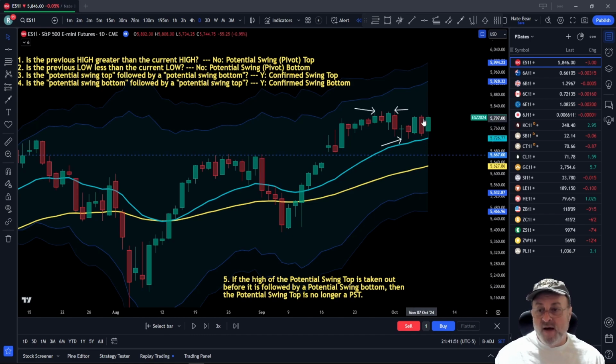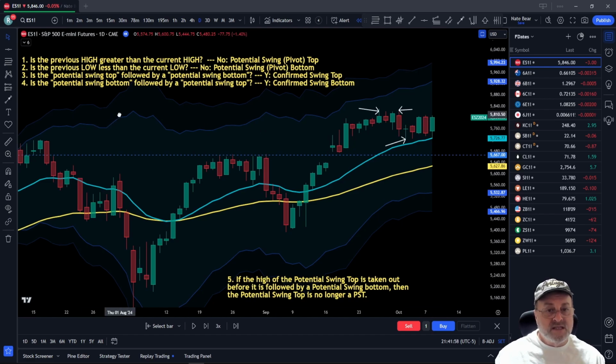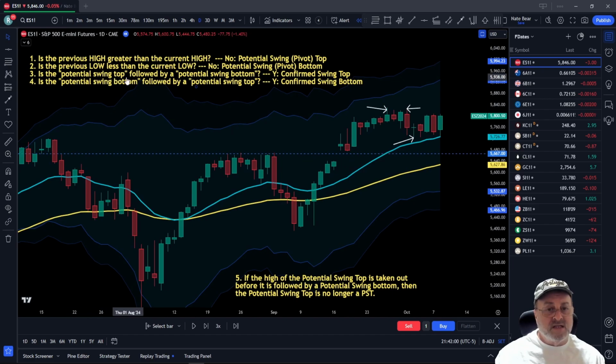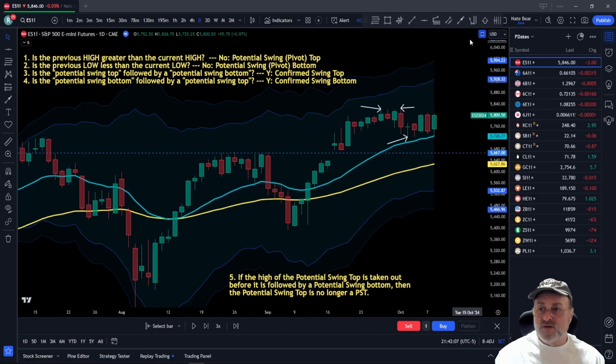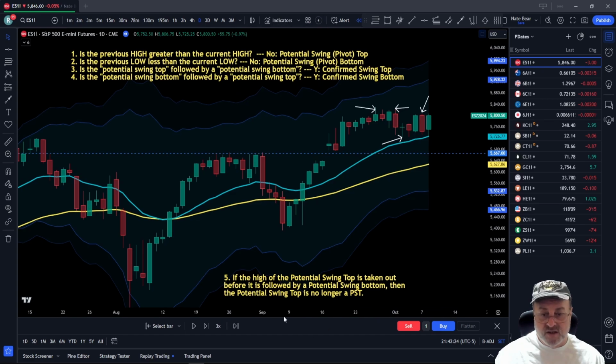So what happens when you have a potential swing top followed by a potential swing bottom? Let's see. Potential swing top followed by a potential swing bottom. Yes, that means it's a confirmed swing top. So we mark that as a swing top. So you can see top, bottom, top, and now we have a potential swing bottom right here. Okay, let's go to the next bar.